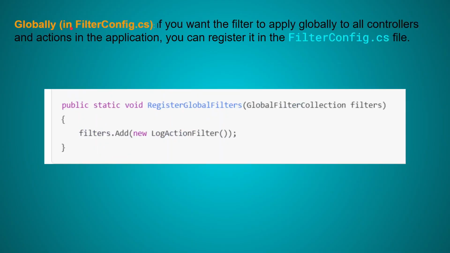Globally, so we have to configure that now, in FilterConfig. If you want a filter to apply globally to all controller actions in the application, you can register it in the FilterConfig.cs file. So we have already, this is RegisterGlobalFilters. Now here we have to add filters.Add(new LogActionFilter()), the instance we just created.